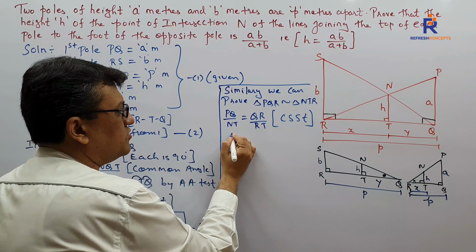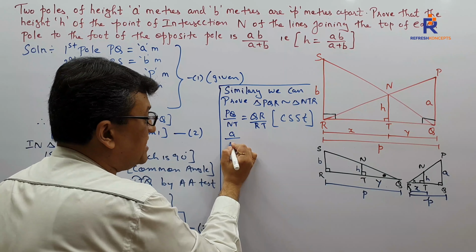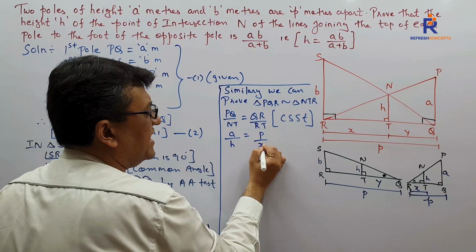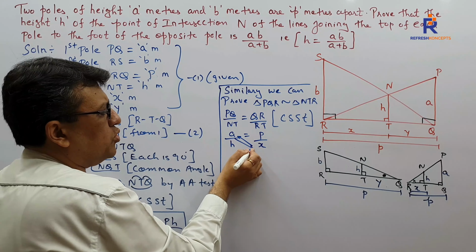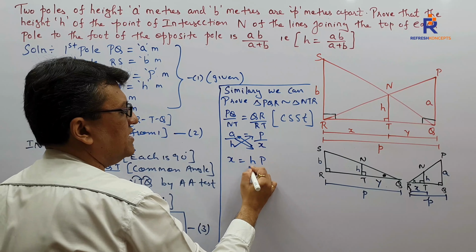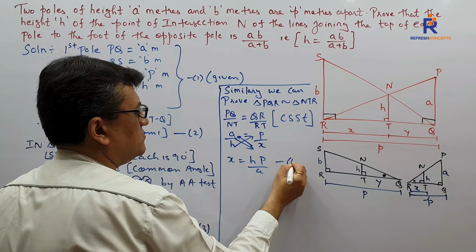Jot down. What is PQ? A. What is NT? H. What is QR? QR is P. And how much is RT? X. Same thing. I want only X. Shall I say X is equal to HP by A? This is equation number 4.